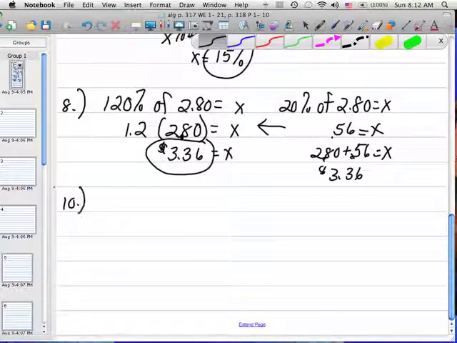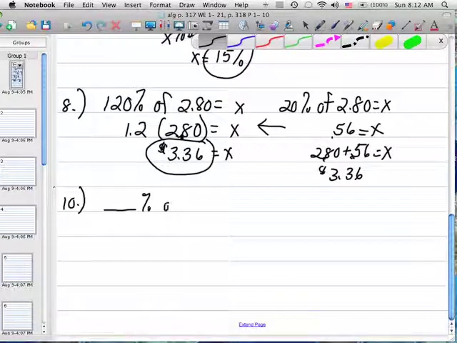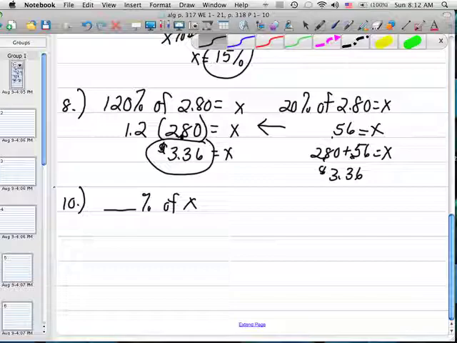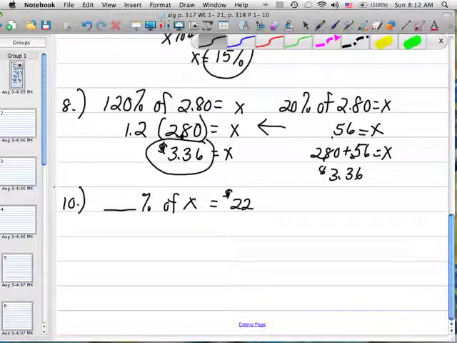Number 10, we have a saw. We don't know the original price. The new price is $22 after a 10% increase. So you can't take 10% of that. The $22 is all of the original amount plus the 10% increase. So that's 110% of something came out $22. So change 110% to 1.10, so 1.1x equals 22.